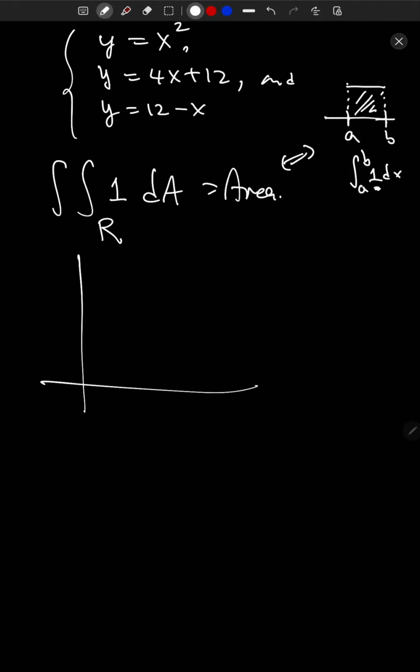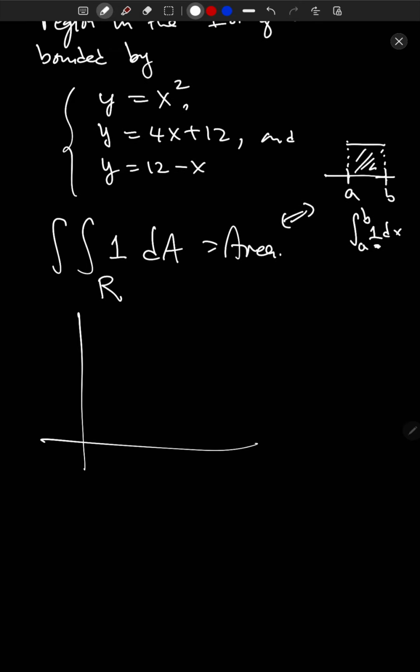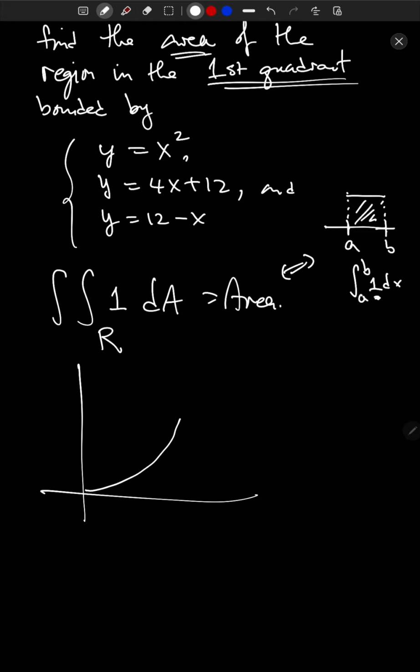All right, so let's see. For this region, we've got y equals x squared, that's a parabola. We're only interested in the first quadrant, so I'm only going to draw the left-hand side here. Our second one is a line with a positive slope. Its y-intercept is 12, so 12 right there. There's no need to be super accurate about the pictures, like doing it to scale, so I'm not going to worry about that.